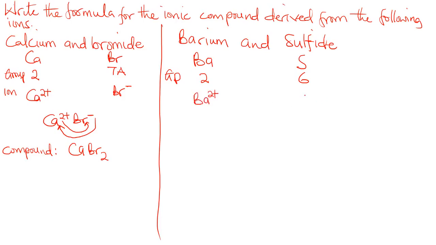The ion formed from the sulfide will be S2-. Now if you bring them together, Ba2+, S2-, they give you the compound BaS, because the charges have already cancelled each other. Now let's look at another problem.